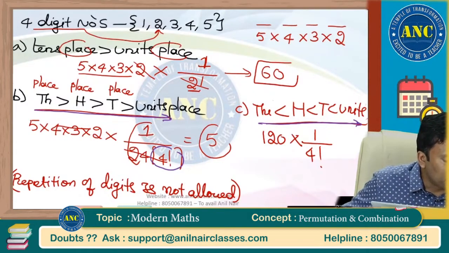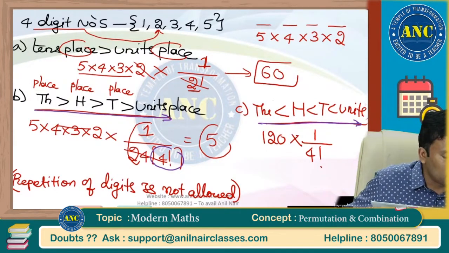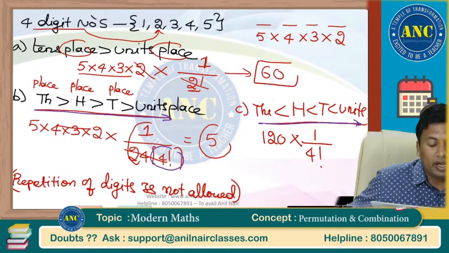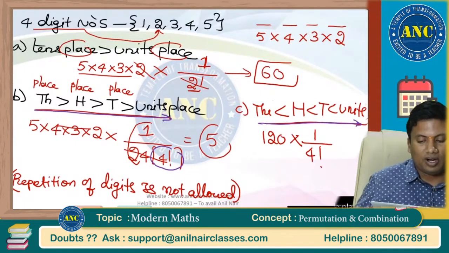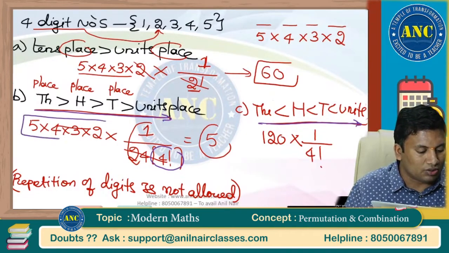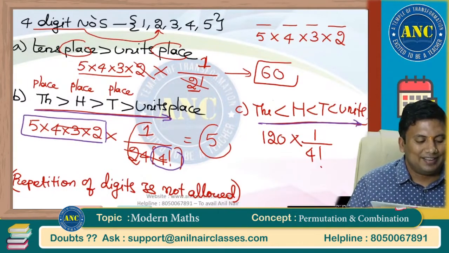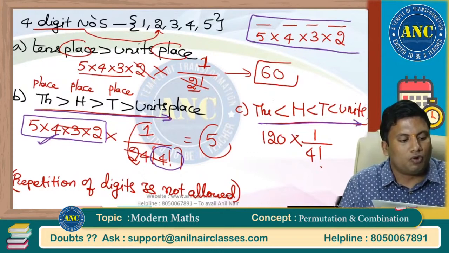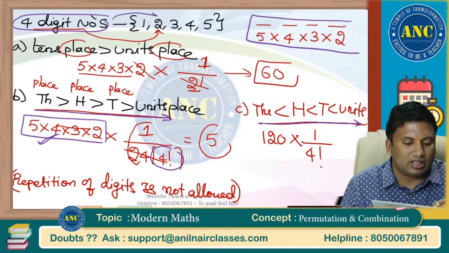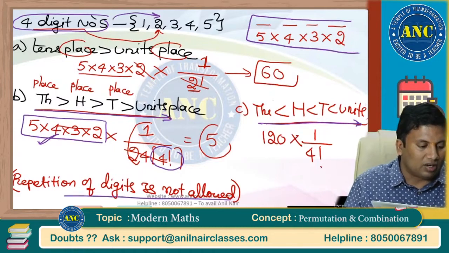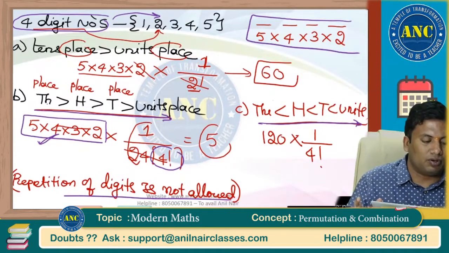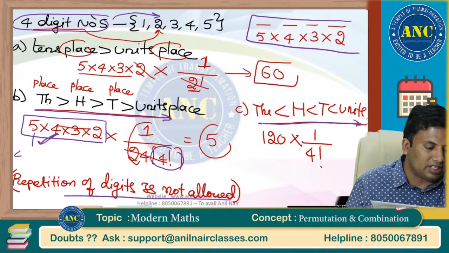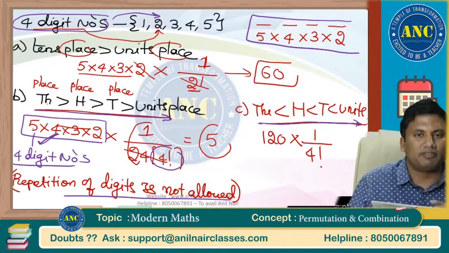Someone asks, 5432 and 4321 are allowed, sir? Where did I say that it is 2 ways? What is this 5 into 4 into 3 into 2? It is the total number of 4-digit numbers that are formed using these digits with repetition not allowed. This is not the number 5432. These are the total 4-digit numbers which can be formed.